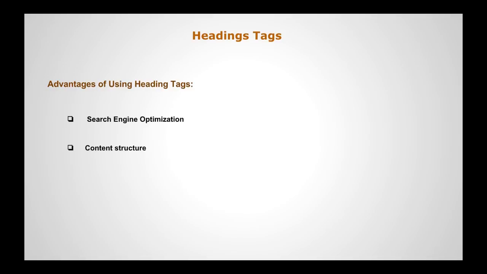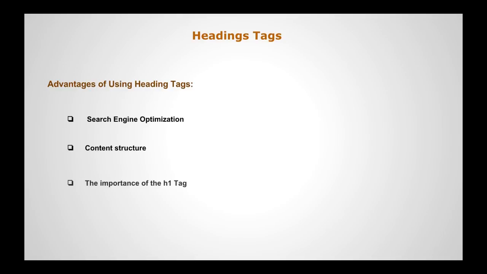The advantage of using heading tags is content structure. H2, H3, H4, H5, and H6 tags are subheaders. They are there to break up the content and to give the user a good idea of what the page content is all about.